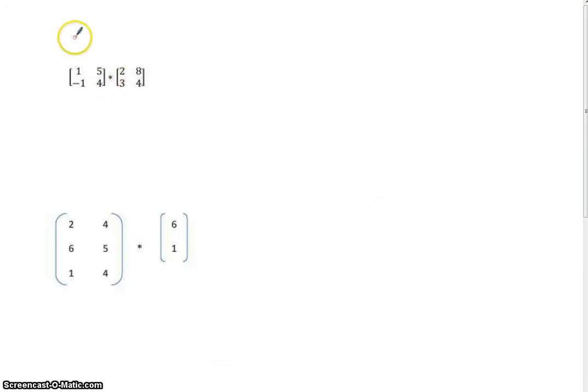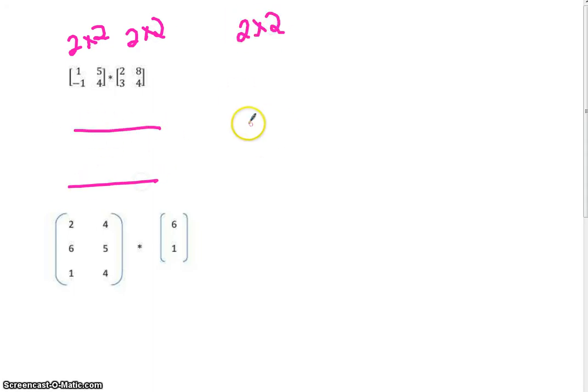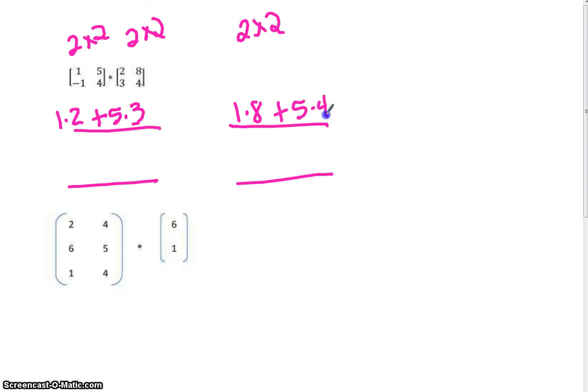This one is multiplication. We have a 2 by 2, and we have a 2 by 2. Yes, you can do it, and your answer is going to be a 2 by 2. 2 rows, 2 columns. So 1 times 2 plus 5 times 3. 1 times 8 plus 5 times 4. -1 times 2 plus 4 times 3. -1 times 8 plus 4 times 4.